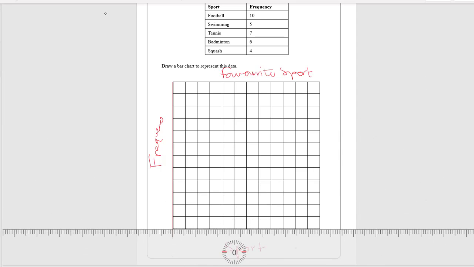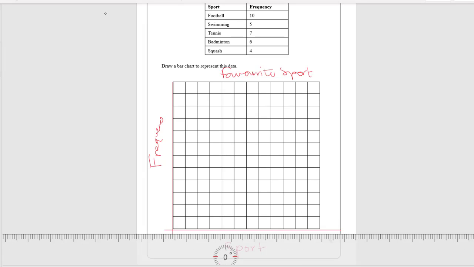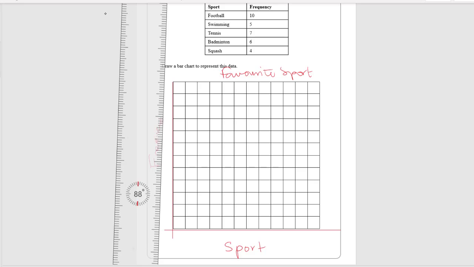Okay, use a pencil and ruler always. If you make a mistake, you can correct it. If you don't use a pencil and ruler, it's a bit below that, but anyway, you get the idea.